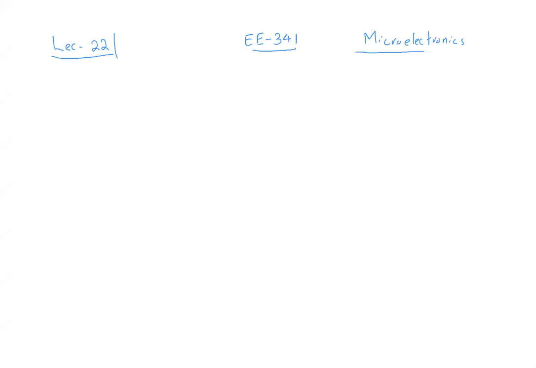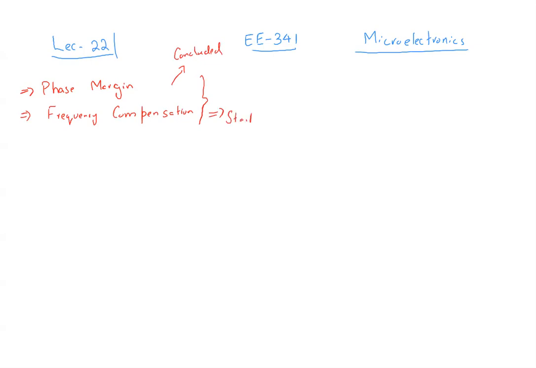So last time, we talked about phase margin, and also we saw how we can find the phase from the Bode plot, and we talked a bit about frequency compensation. So we'll continue from the point of frequency compensation. This is where we concluded last time about the phase margin, and we started on frequency compensation.